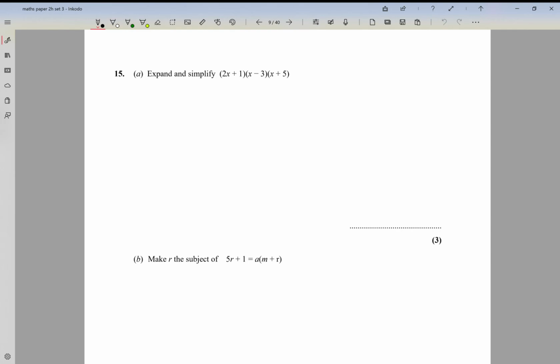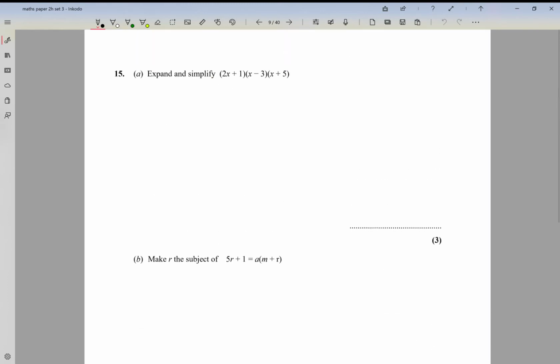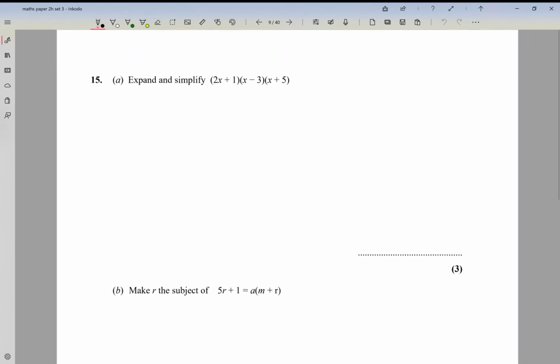Okay, so we've got a couple of algebra questions here. We've got two to go through. One is expanding triple brackets. So how I do this normally, I just get the first two and then I times them together first. I'm going to show the grid method, but you can do whatever method you want to.